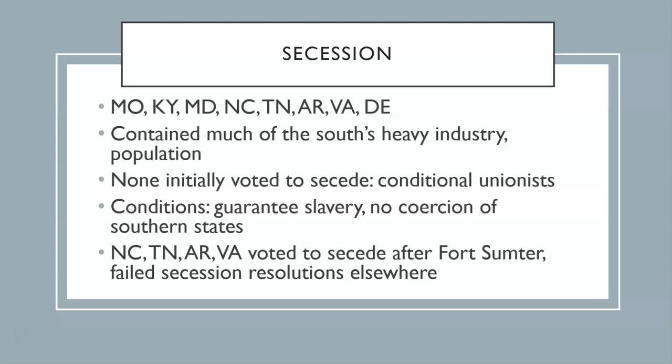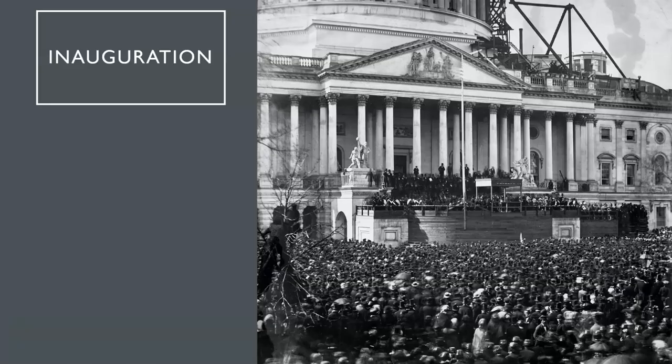And then North Carolina, Tennessee, Arkansas, and Virginia did vote to secede after Fort Sumter, when there was an actual attack by Confederate forces, the first battle of the war. After Fort Sumter, secessionist resolutions went elsewhere, so they then join in. So Virginia, Arkansas, Tennessee, North Carolina, you see them on the list up there. Those border states did not secede.